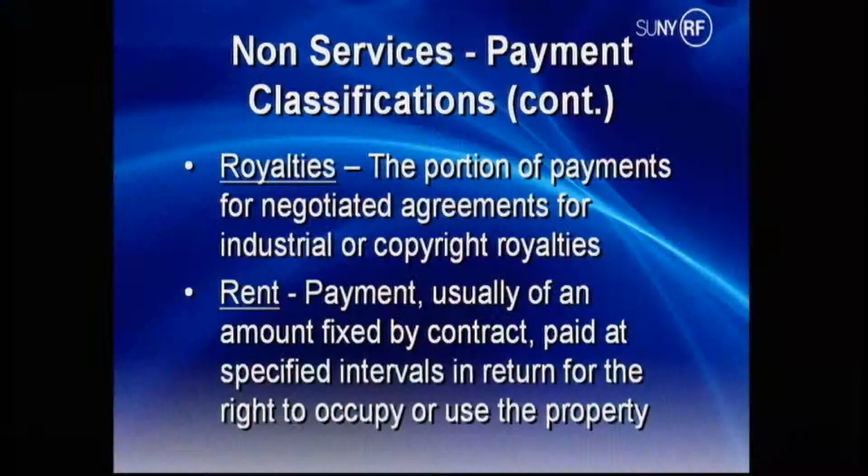We also have two other non-service classifications, as you saw in the diagram, royalties and rent. Not every location has that activity. There's a few locations that have a lot of that activity. So we're not going to spend a lot of time on that, but a royalty is tied typically to a negotiated agreement for such things as industrial or copyright royalties. Rents are based upon the use or occupying of property, typically 1099 reportable if it's a U.S. citizen. We're going to get into all that.